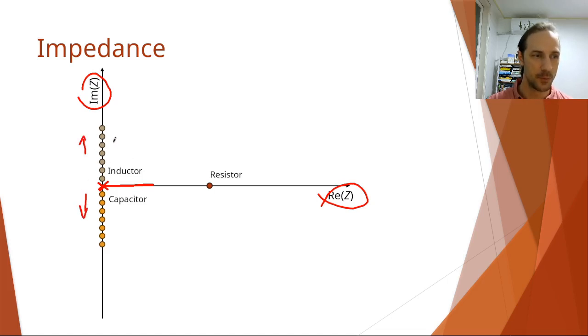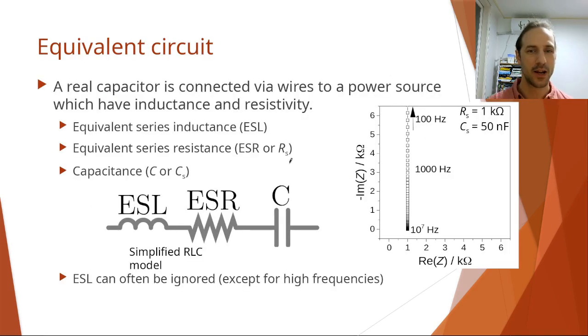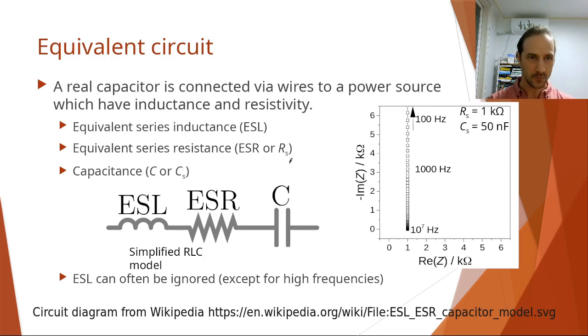Putting these imaginary and real numbers together, we get Z, which is the impedance, and the unit is ohm, the same as for resistance. Okay, so now moving towards equivalent circuits, because life is not easy.